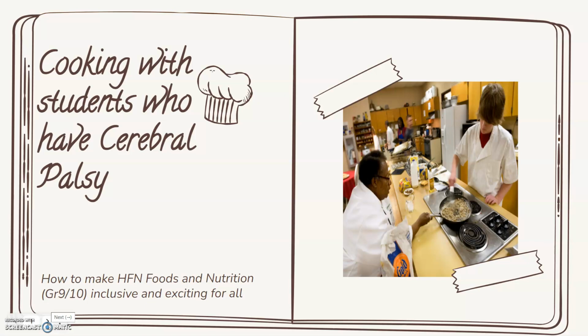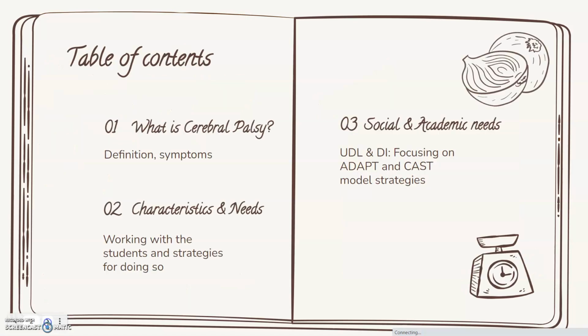Today we are going to be looking at how to make the Grade 9, Grade 10 Foods and Nutrition course, code HFN, more accessible, enjoyable, and have greater engagement for students with cerebral palsy. There are three main areas we are going to look at. The first is looking at what is cerebral palsy, some definitions and symptoms.